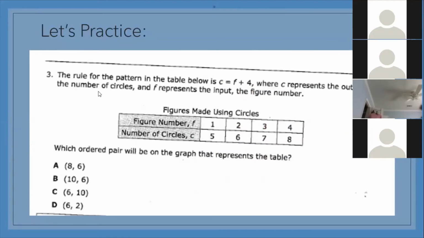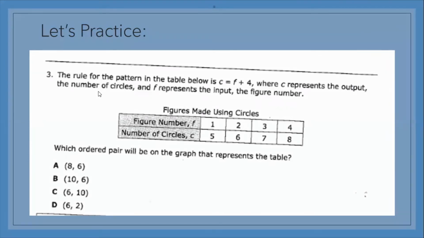This next problem might look very familiar to any of you that have already started working on your homework. So we're going to do this problem together. Feel free to write the answer down on your homework sheet so that when you turn it in, this one is already completed.